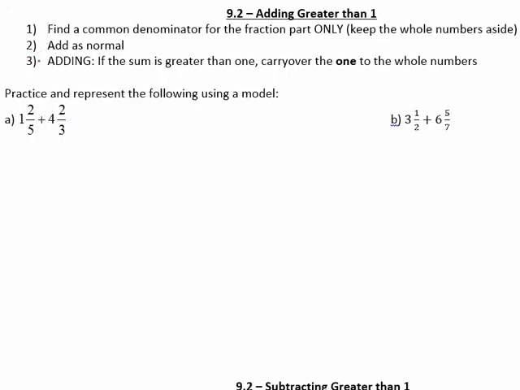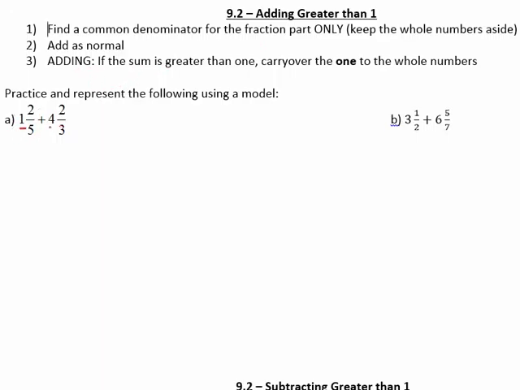So just as when adding regular fractions, find a common denominator for the fraction part only, add as normal, and then if the sum is greater than 1, carry over the 1 to the whole numbers. So in this example, I have a 1 here and I have a 4. So I'll just separate the two and I'll just add the two fractions as normal.